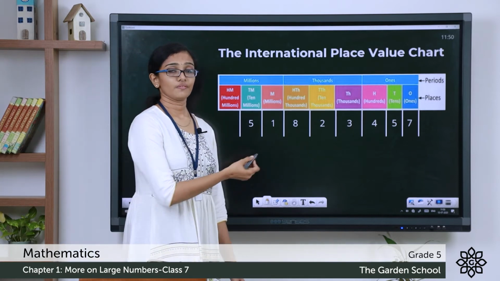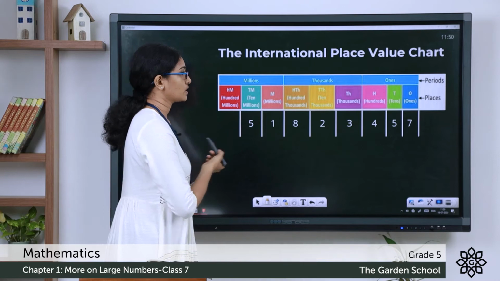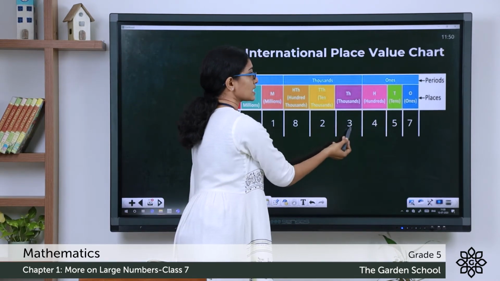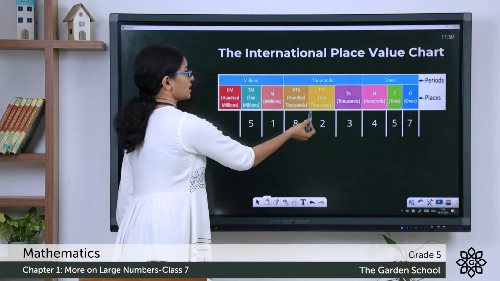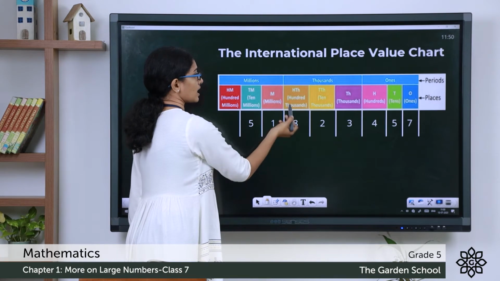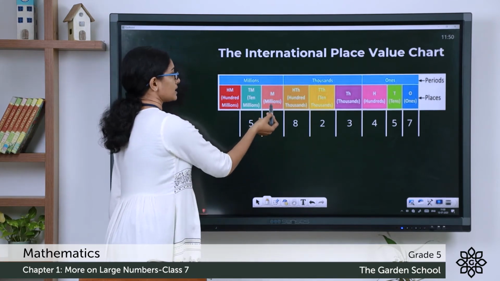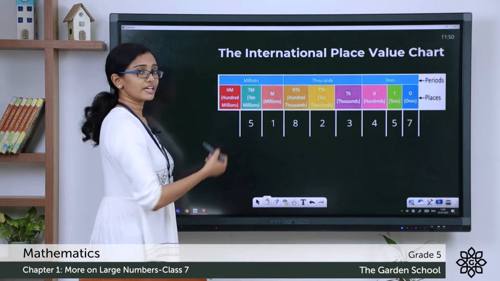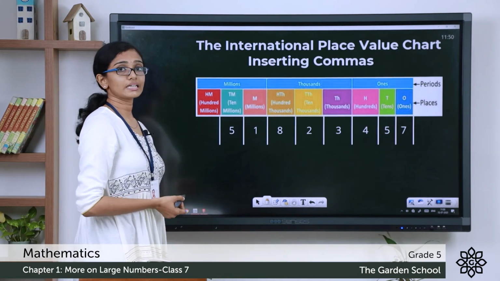Here is an example of a number written in the place value chart for the international system. So you have 7 ones, 5 tens, 4 hundreds, 3 thousands, 2 10,000s or 20,000, 8 100,000s or 800,000, 1 million and 5 10 millions or 50 millions as the place values of the digits in this one. So how do we read this number?